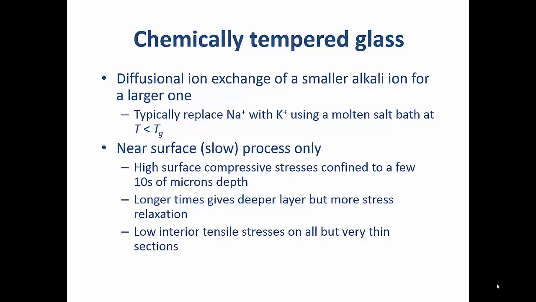Another use of ion exchange in glass is chemical tempering. In this case, we replace a smaller alkali ion with a larger ion. Typically we replace sodium by potassium. And this is done in a molten salt bath at a temperature below Tg, which prevents relaxation of the stresses that are induced by essentially forcing a larger ion into the surface.